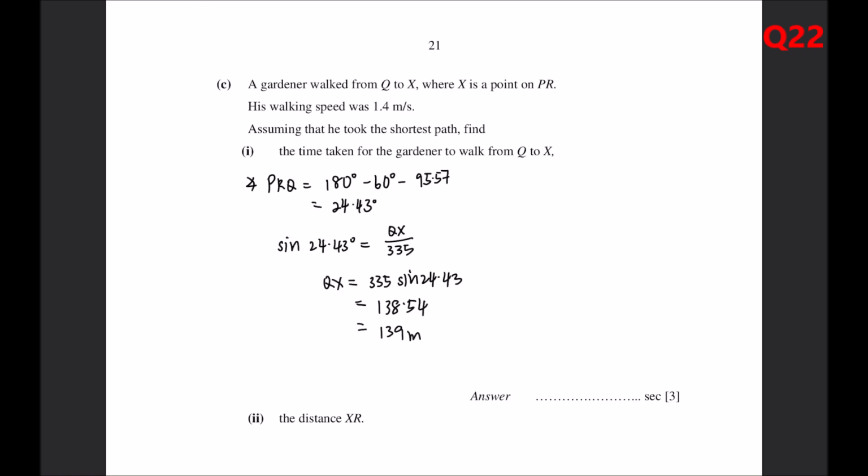But this is not all. You want to find the time taken. You have the distance and you have the speed. To find the time taken, you take the distance traveled, 138.54, over the speed. So 138.54 divided by 1.4 gives you 98.957 seconds, which to three significant figures is 99.0.